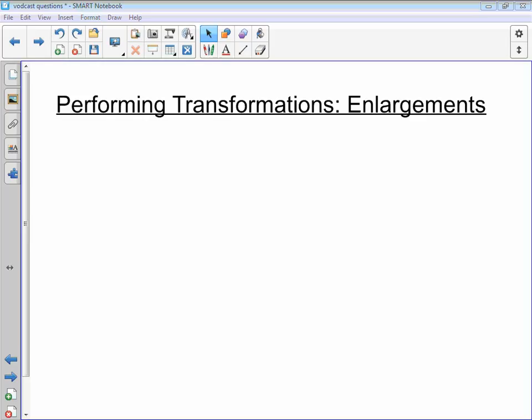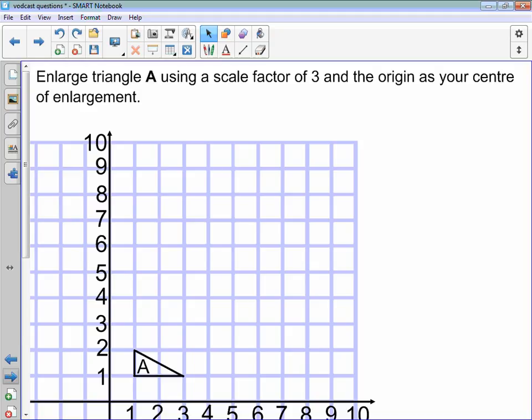Today we're going to look at performing transformations, and we're going to look at enlargements. We're going to look at 3 different examples about how we do this. So the first one we look at is enlarging triangle A with a scale factor of 3. We need to use the origin as the centre for enlargement. That means our centre for enlargement is going to be this point down here.